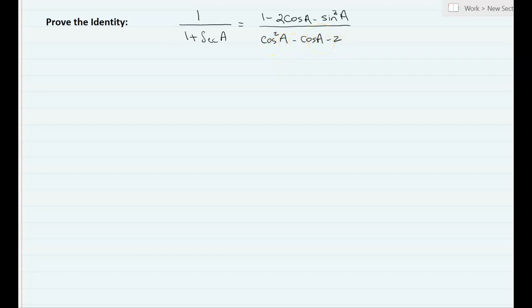To prove the identity, we're going to start using, in this case, it looks like the right hand side is more complicated than the left hand side. So we're going to deal with this side first. Let's rearrange what we have. Here on top, 1 minus 2 cos a minus sin squared a, we can rearrange that and make that 1 minus sin squared a minus 2 cos a, all over cos squared a minus cos a minus 2.